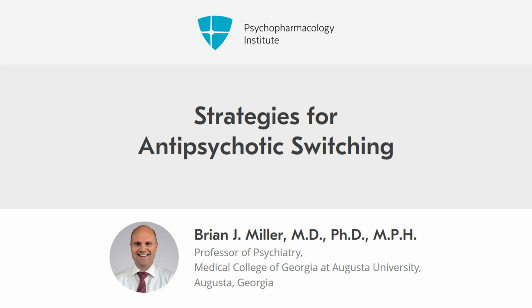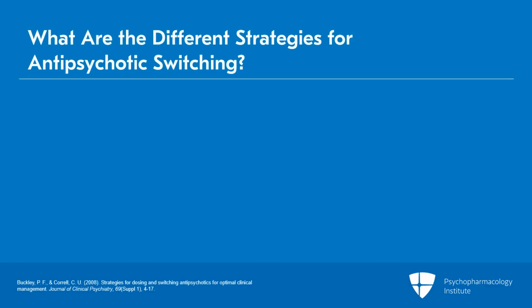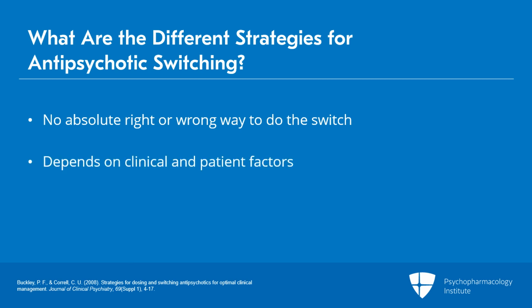So now we're going to get into really a lot of the meat of the talk here. And specifically now we're going to talk about what are the different strategies for antipsychotic switching. This is an extremely important clinical question. There's not necessarily an absolute right or wrong way to do the switch. It depends on a number of clinical and patient factors, but my goal here would be to discuss with you what are the different ways that we can make the switch.